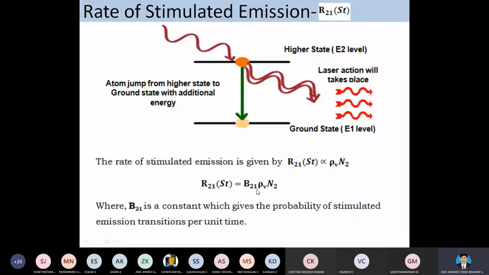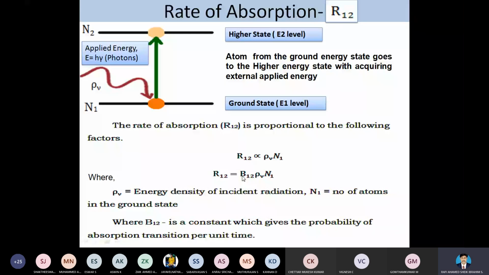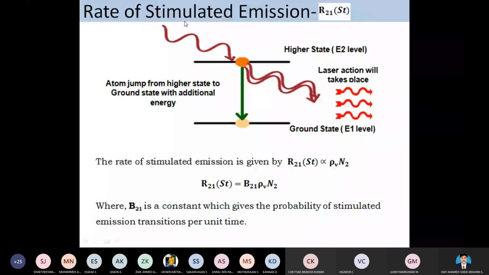Actually, we are using this term B for both cases. One for the rate of absorption. Here also we are using the term B, but here B is in terms of 1 and 2. So here also we are using the term B for stimulated emission, but in the form of 2 and 1. So for the energy dependent term, we are using the symbol B. For the non-energy dependent term, we are using the symbol A.